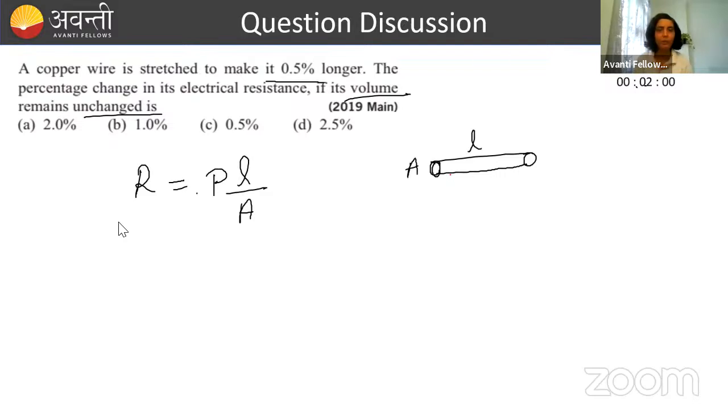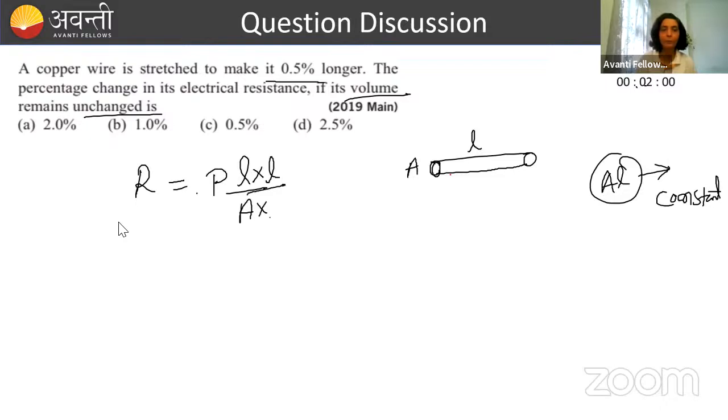If volume is remaining constant, it means A into L is what here? A into L is constant. So make A into L constant. How will we use it here? Do one thing, multiply the numerator by L, and also the denominator by L. So you will get here rho L square by V. That is resistance. Here rho is constant, V is constant as given in the question. Rho automatically is constant and L is variable. So if L is changing by 0.5%, how will resistance change?